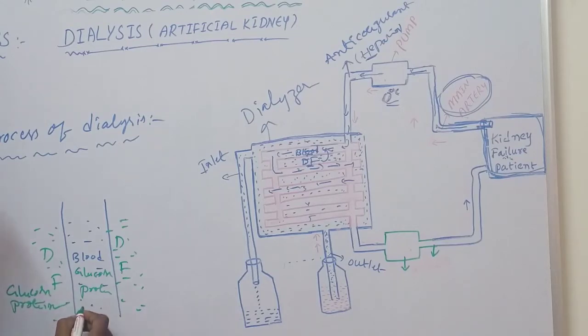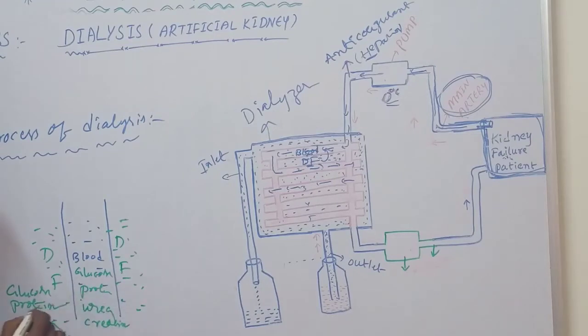Next, inside the blood urea is there. Inside the blood, urea waste material is there. But here, no urea. Next, inside the blood creatinine is there. Inside the blood, creatinine waste material is there. But here, no creatinine.